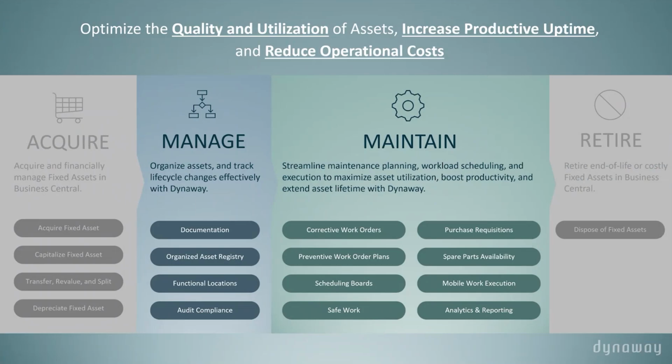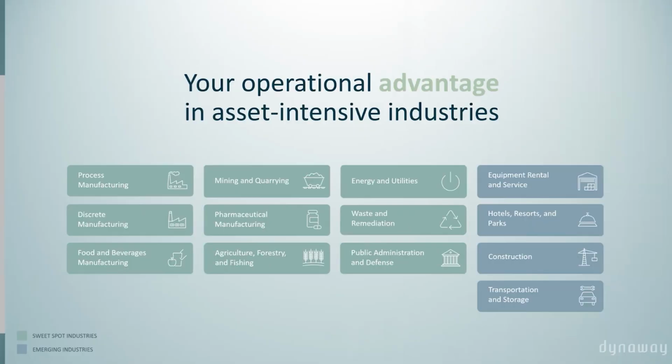So at Dynaway, and traditionally, EAM is focused specifically on 4 specific lifecycle stages. And so at Dynaway, our focus is on the in-between, the management and the maintenance of the asset itself. So for management, our solution allows you to organize and track your assets and all of their lifecycle changes, as well as with maintenance, allowing you to streamline maintenance planning, workload scheduling, and maximizing asset utilization, leaving you, the customer, with the ability to optimize the quality and utilization of your assets, increasing productive uptime and reducing operational costs.